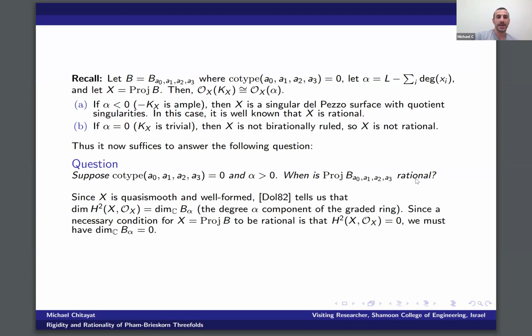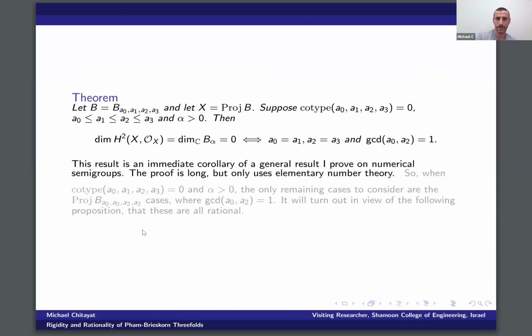So since X is quasi-smooth and well-formed, the theorem of Dolgachev tells us that the dimension of the second cohomology group is equal to the dimension, as a vector space, of this component, the degree alpha component of the graded ring. And since a necessary condition for X to be rational is that H2 is 0, we must also have that the dimension of this alpha component is 0.